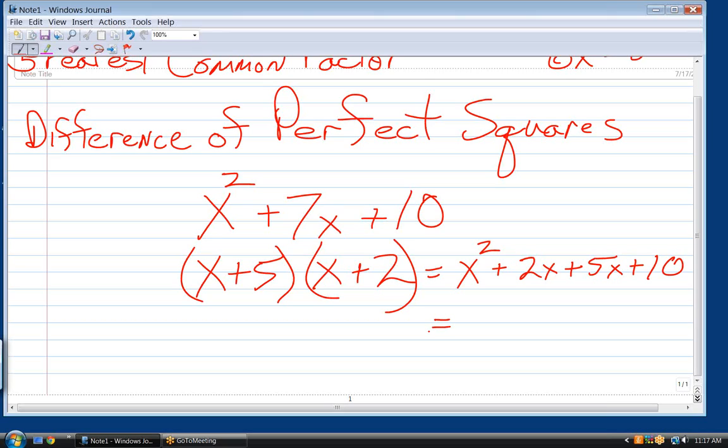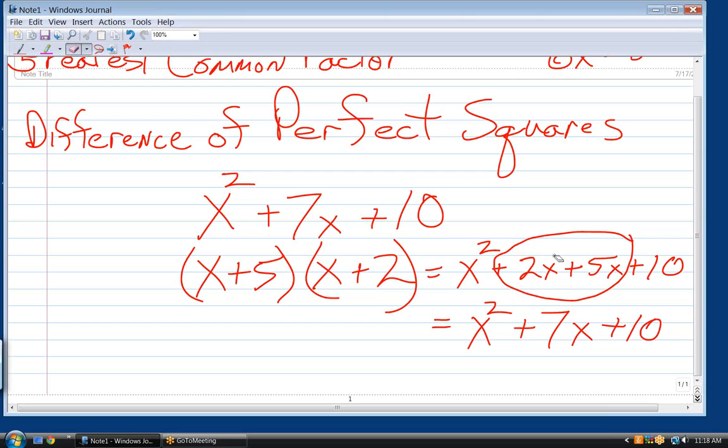Okay, now, whenever you multiply a linear term times a linear term, the only thing you can combine is the two middle terms. There's no other x squareds, there's no other constants. But there's a 2x and a 5x. How many x's is that? 7x, yeah. So, that's my final answer. Okay?